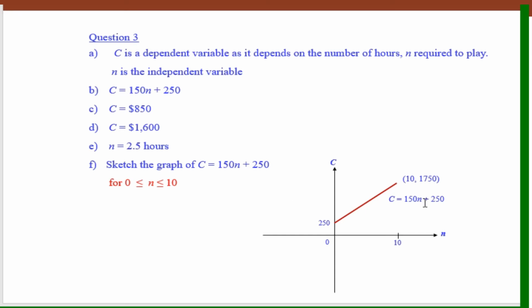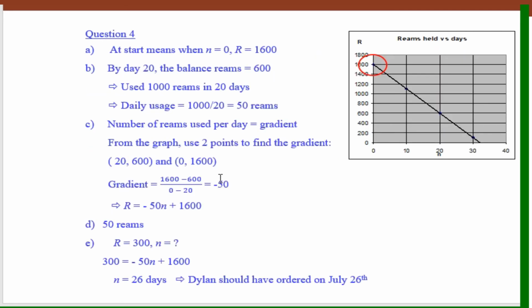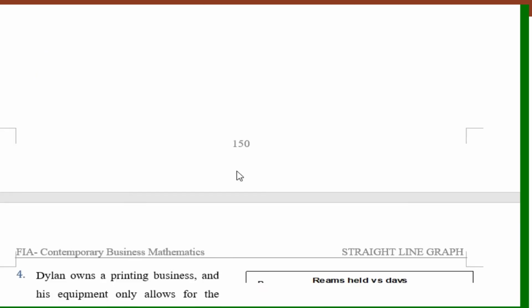Okay, sketch the graph. Again same, 250, line go up, but here it will stop at 10 because they only want from 0 to 10. Understand? It stops at 10. Okay, then you just label this point and that's it. Okay, let's look at question 4.